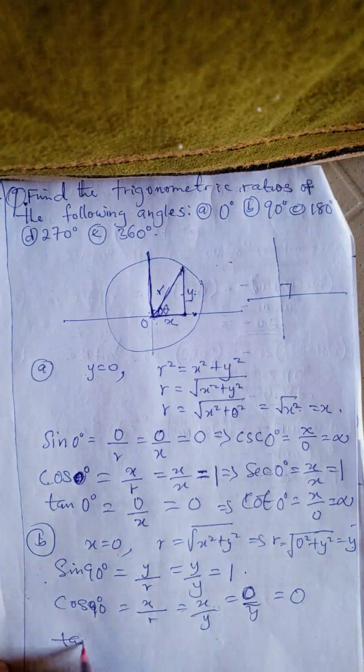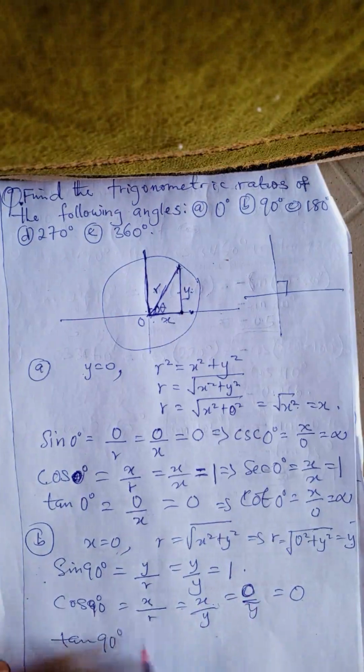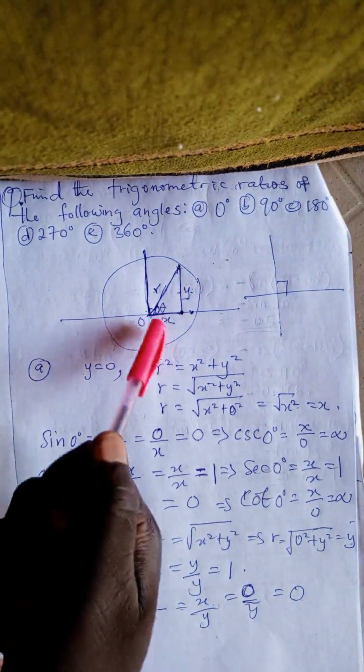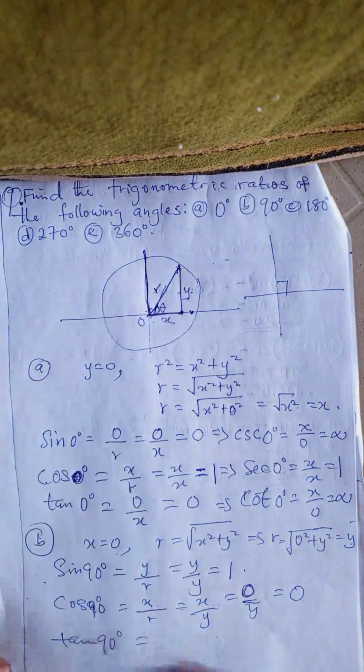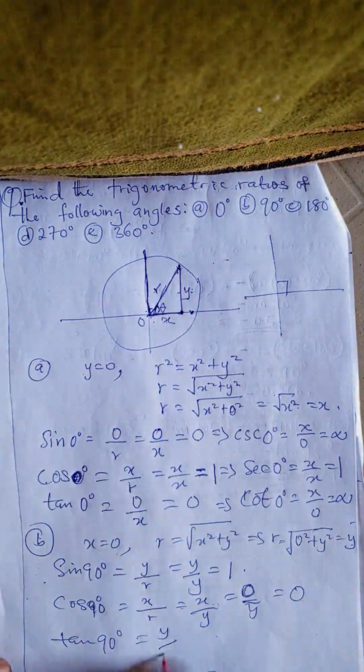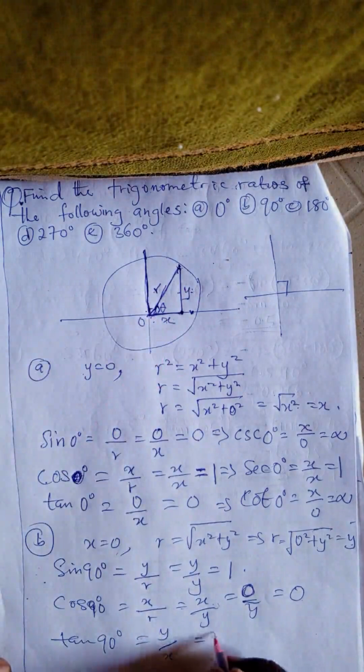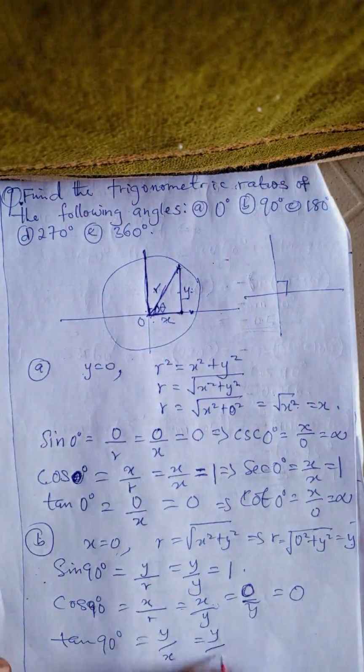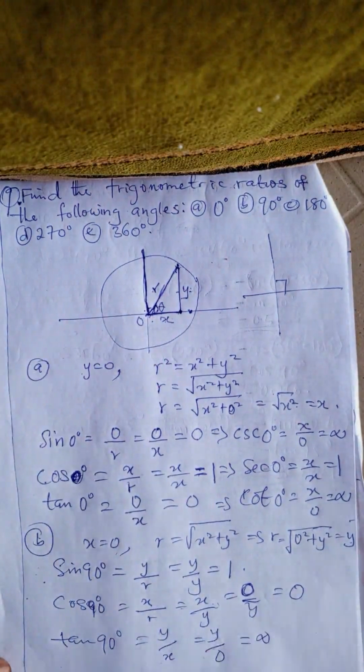We have tan 90 degrees. Tan 90 is equal to opposite over adjacent, but the opposite is y over the adjacent, which is x. Here y remains y, but x is equal to 0, and so this is not defined. So tan 90 is not defined.